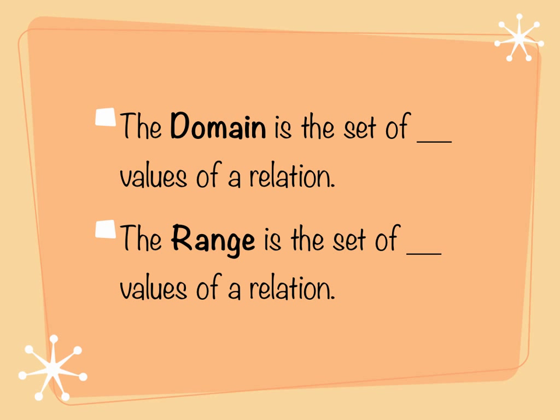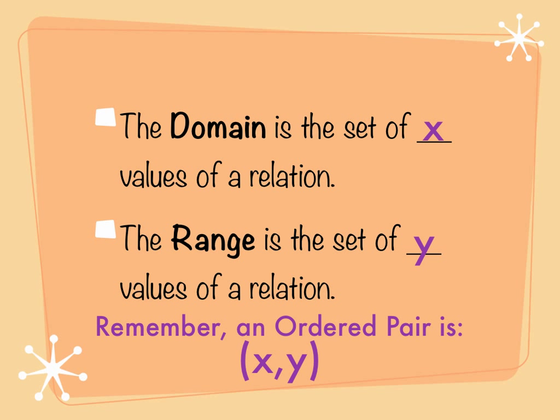The domain of a function is the set of x values of a relation. The range is the set of y values of a relation. Really quickly, remember that an ordered pair is in parentheses and it's x comma y. So x would be my domain values and y would be the range values of a set in a relation.